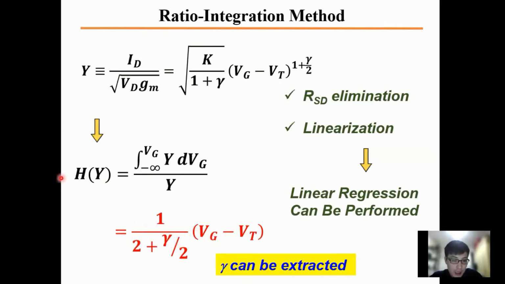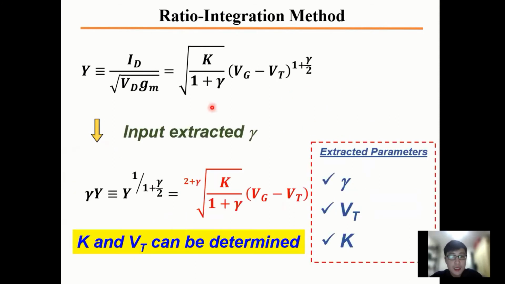So if we can calculate the H function and plot it against gate voltage, then the slope we get is actually the bunch of terms over here. So from the slope, we will be able to determine the gamma factor, which is the power term in our mobility expression. And since the gamma factor has been extracted, we can actually make the Y function a linear function.